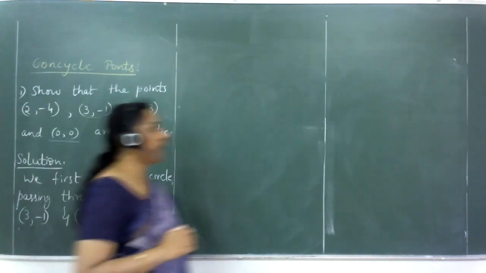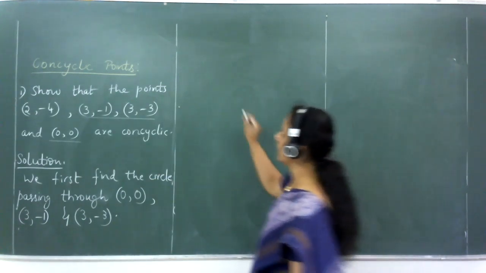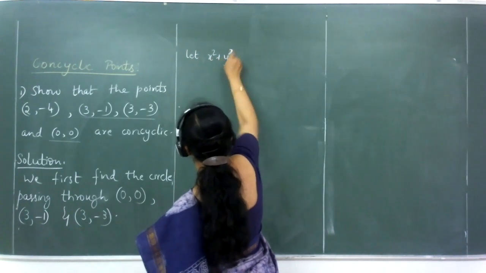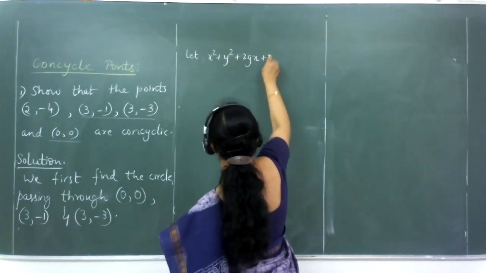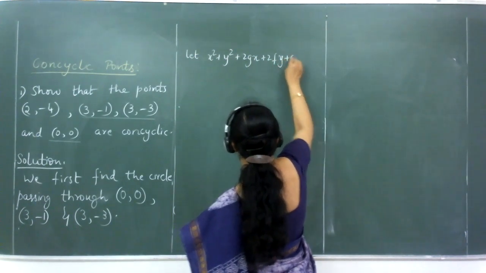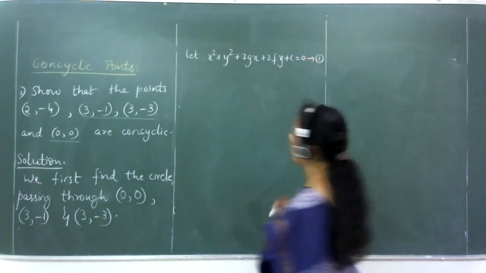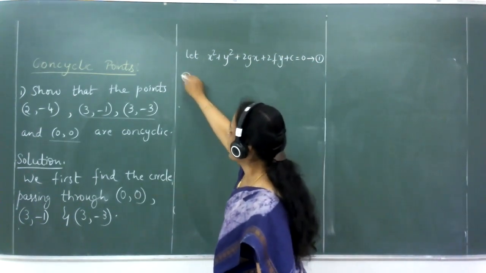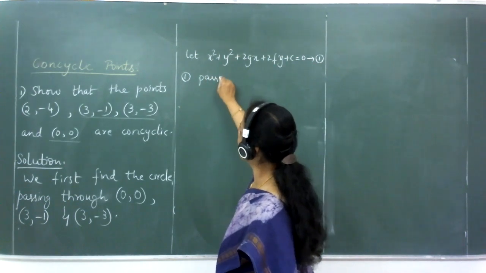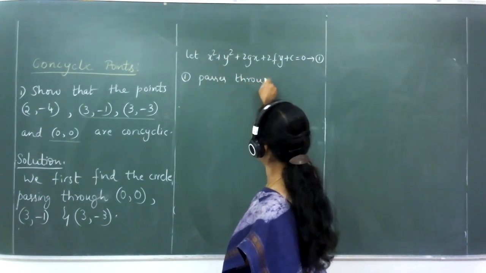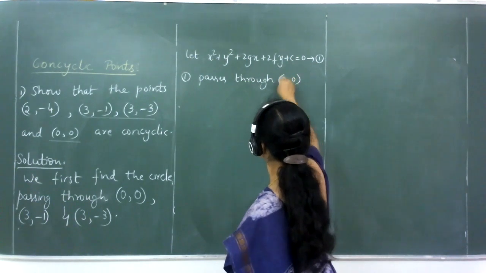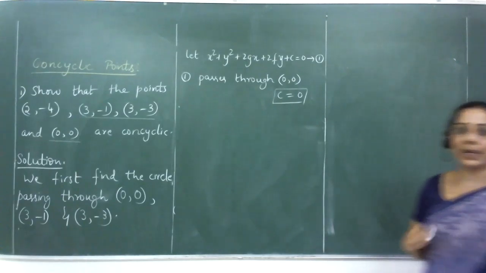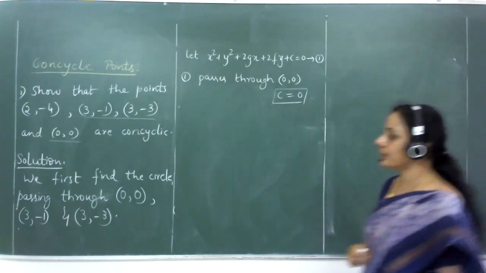Now this method we already have learned. I will use the same method. So what do we have to do? Let us consider the required circle in the general form: x squared plus y squared plus 2gx plus 2fy plus c equal to 0 as equation 1. Whenever a circle is passing through the origin, circle 1 passes through the origin, then we have the value of c equal to 0. I don't have to find any equation. I can directly give the value of this parameter c as equal to 0.